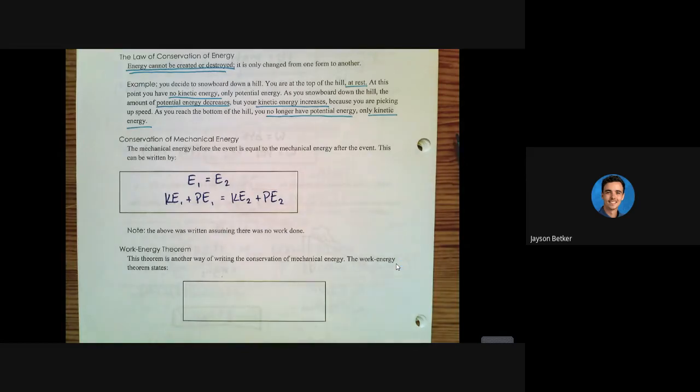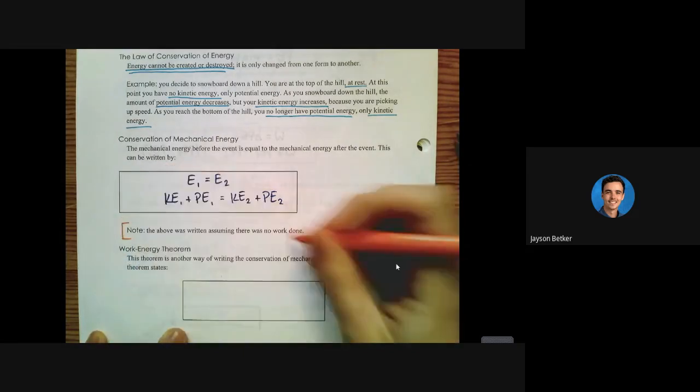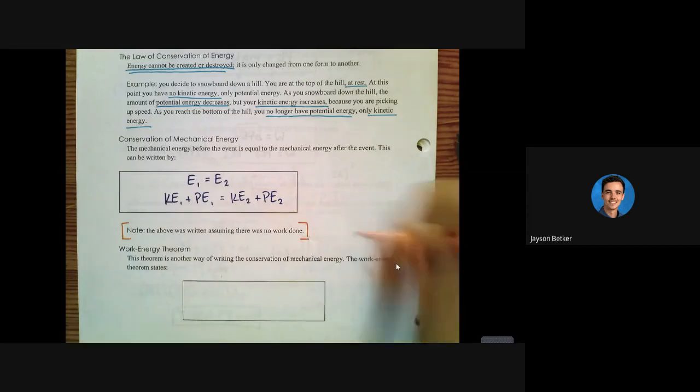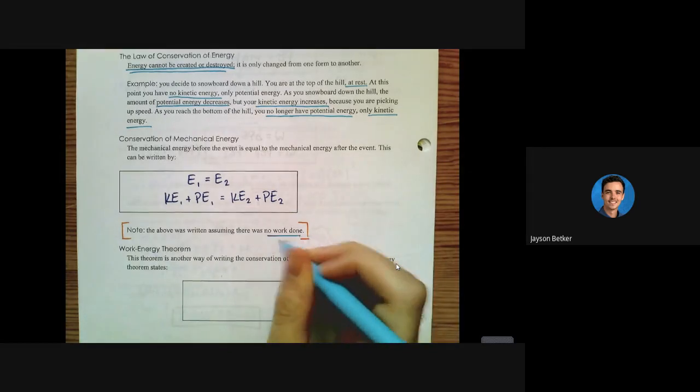Now, there's one very important note that I have underneath here, and we're not going to explain it yet, but we're going to come back to it after we talk about the work-energy theorem. So that note states that the above, KE1 + PE1 = KE2 + PE2, was written assuming that there was no work done.